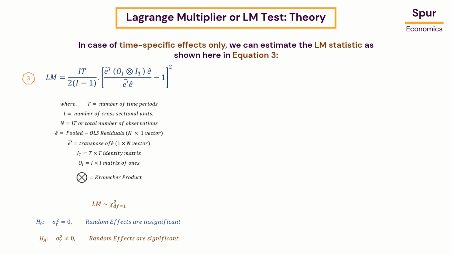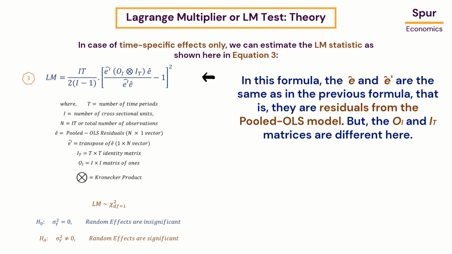In case of time-specific effects only, we can estimate the LM statistic as shown here in equation 3. In this formula, the E cap and E cap transpose are the same as in the previous formula, that is, they are residuals from the pooled OLS model. But the OI and IT matrices are different here.